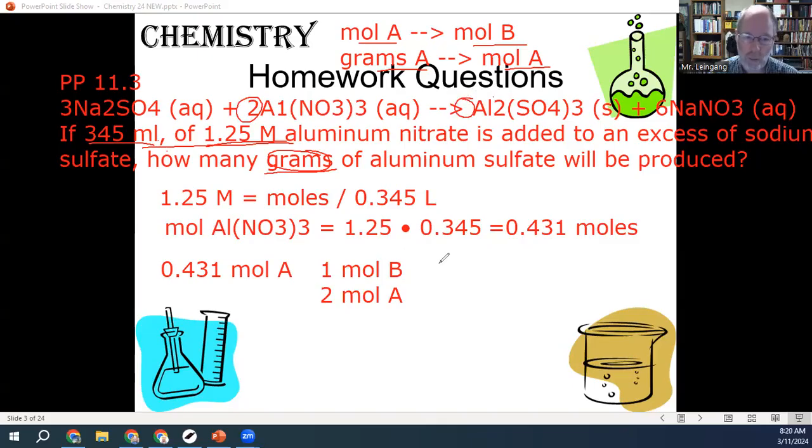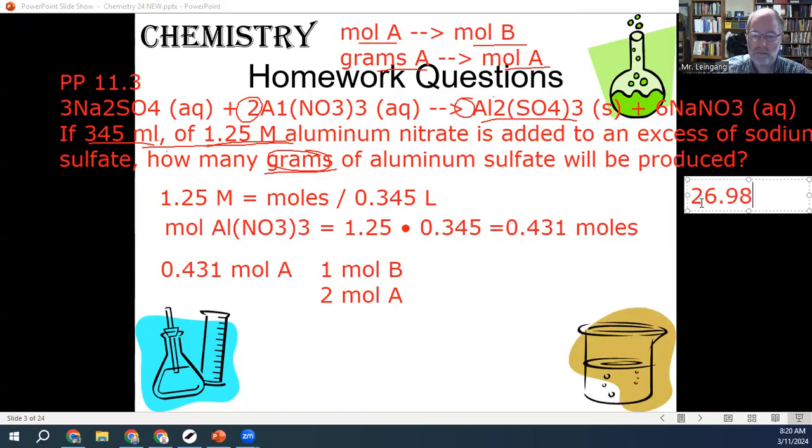Now I could calculate out what that is, but I could also just do this last part as a single step. Once I'm in moles of B, if I want to go from moles to grams, I'm going to use the molar mass. So, okay, I have to calculate the molar mass. What is the molar mass? Well, I get out my periodic table and I look up aluminum. And aluminum in my periodic table is 26.98. There are 2 of them. So I need to remember this is going to be times 2.